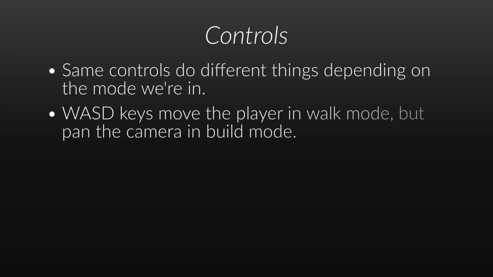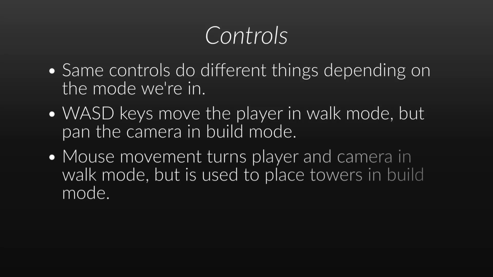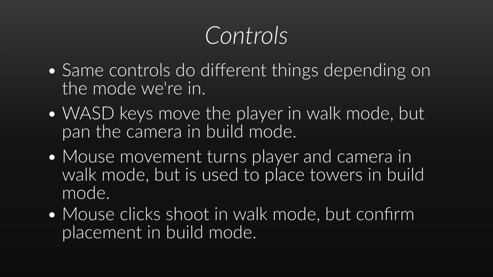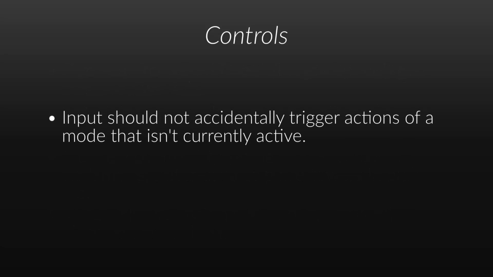In walk mode, WASD moves the player, but in build mode, the same keys move the camera. In walk mode, the mouse movement rotates the player and the camera, but in build mode, it is used to place the towers. In walk mode, the left mouse button shoots, while in build mode, it places new towers. And of course, while we are in one mode, we don't want the controls of the other mode to interfere. And we're going to use G.U.I.D.E to handle all of this input in our game.